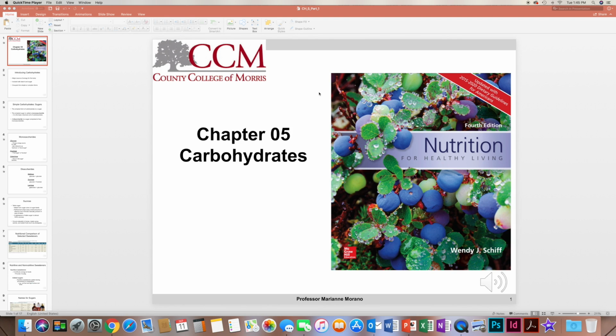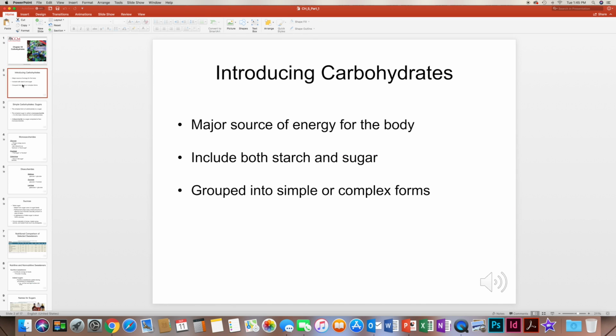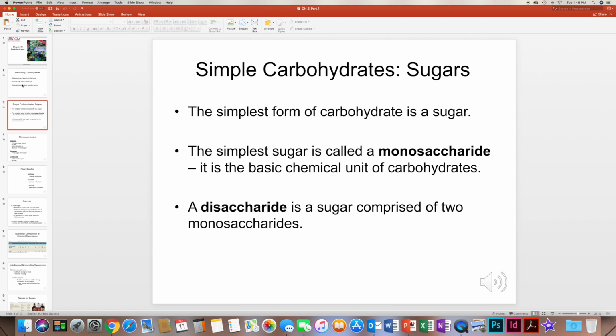Chapter 5 deals with carbohydrates. And many people say, well, you should have diets that are low or absent of carbohydrates. And this is just not a good nutrition practice because carbohydrates are a major source of energy for the body. They include both starch and sugar, and they can be simple or complex.